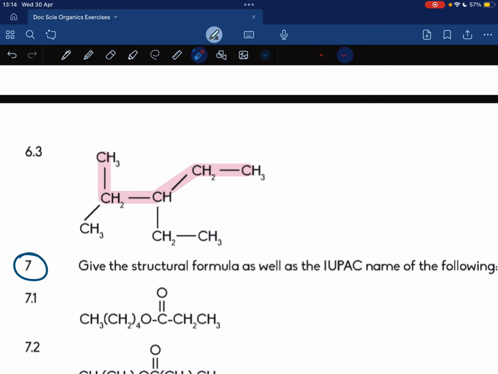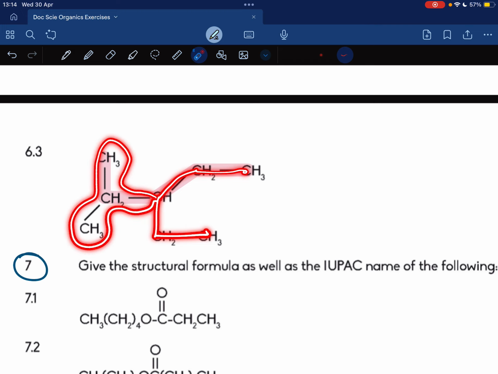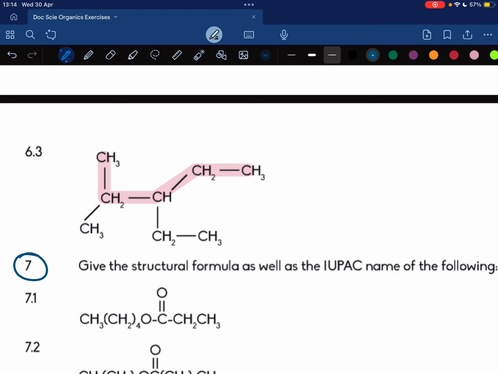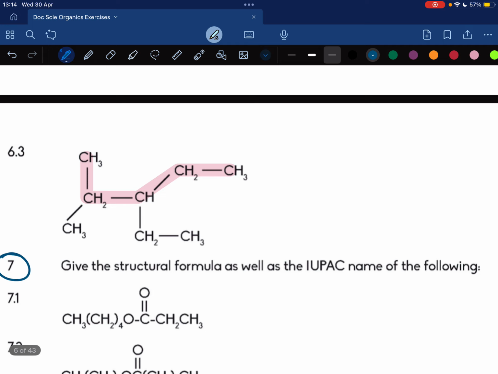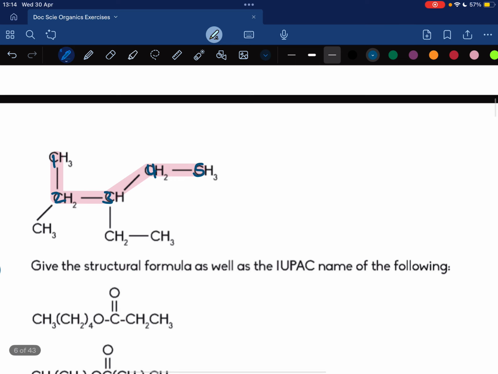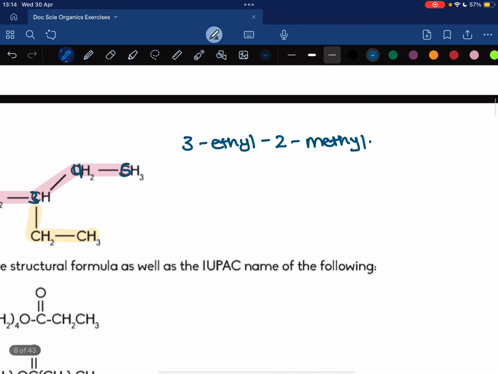Make sure, even though it's 5, you can't go this way, because we don't have a name for this type of side chain at the moment. So we can't choose that one. So we'll number closest to the nearest substituent. 1, 2, 3, 4, 5. We have an ethyl group and a methyl group, so we'll name the ethyl first. So it'll be 3-ethyl-2-methylpentane.